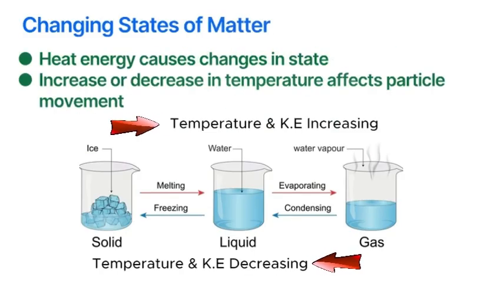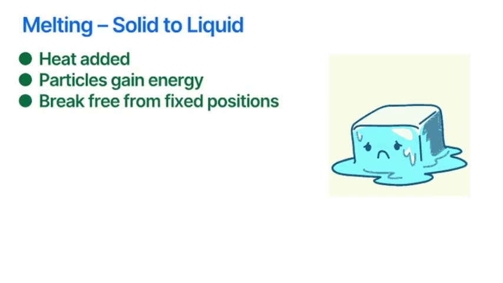Changes in state occur when heat energy is added or removed. Heating or cooling a substance affects the motion of its particles. Let's take a look at melting. Melting is the physical change where a solid turns into a liquid when heat is applied.